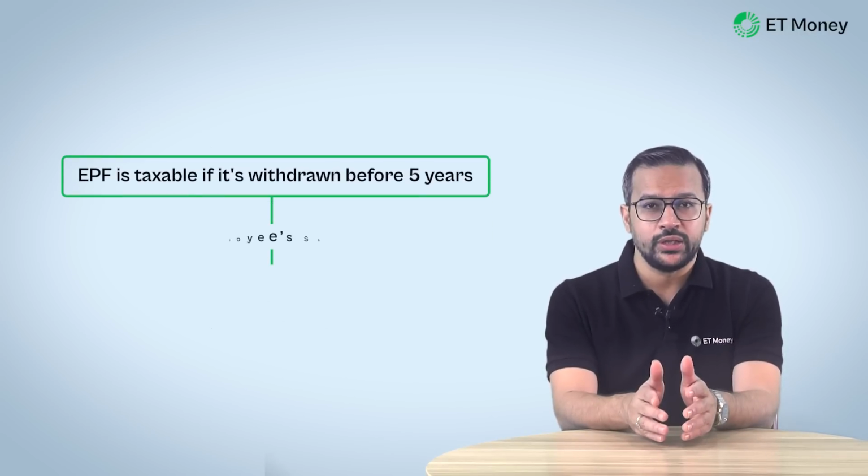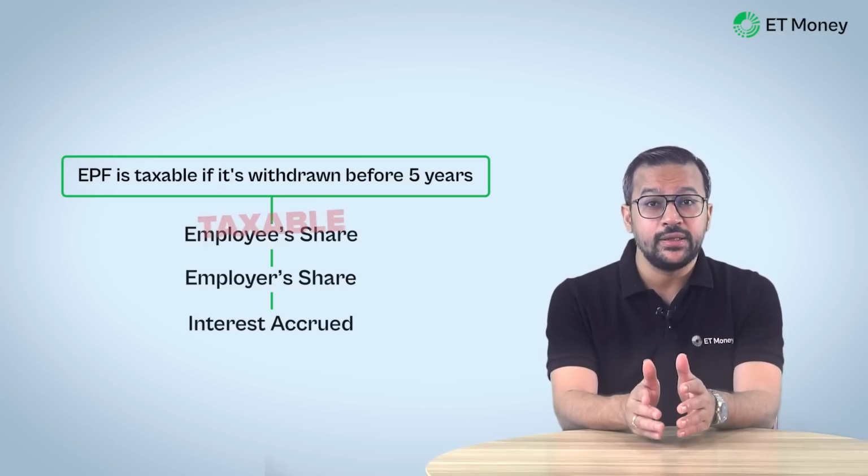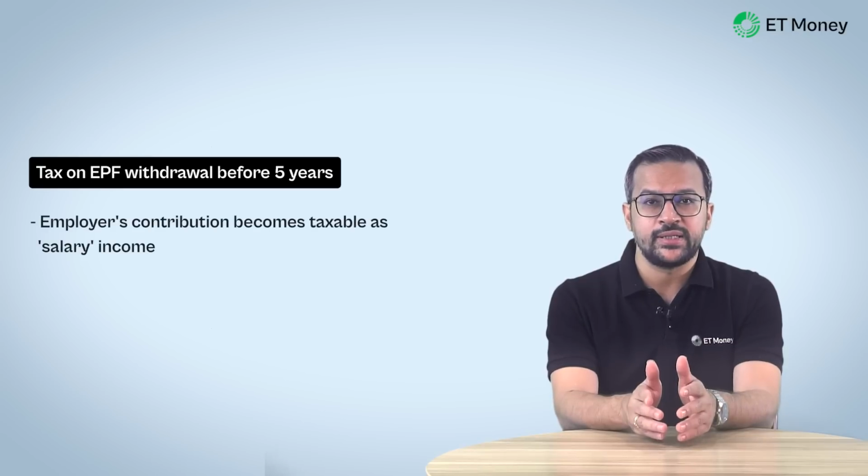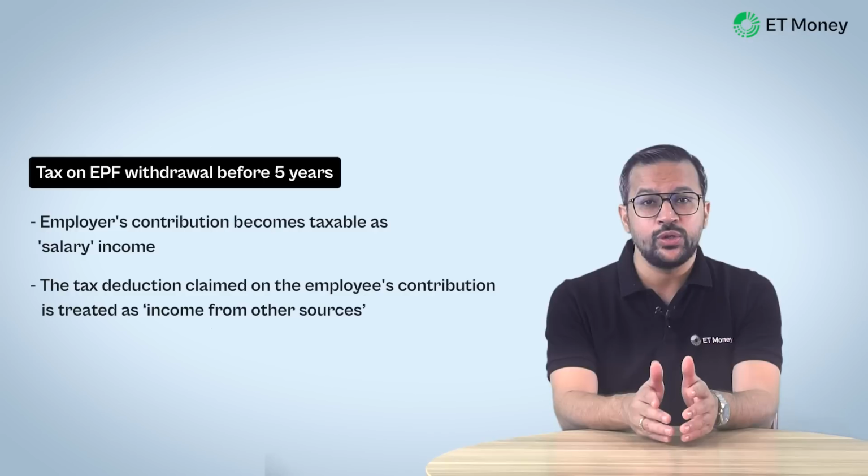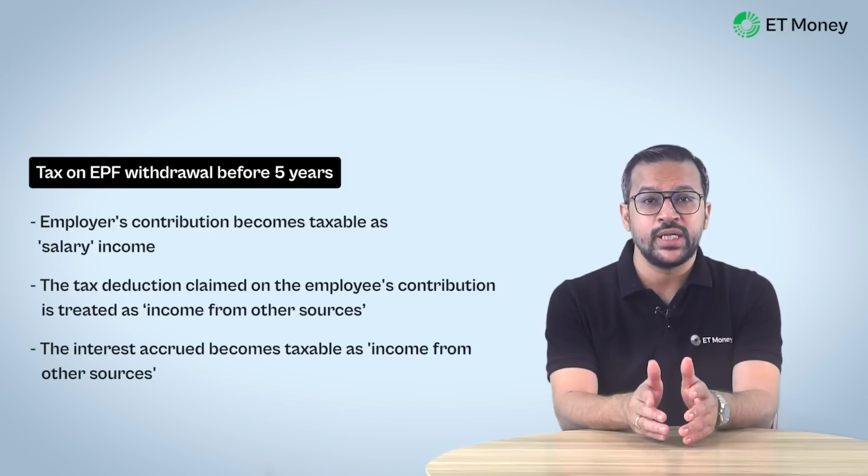The employee share, employer share, and the interest accrued all become taxable. The employer's contribution becomes taxable as salary income in the hands of the employee. The tax deduction claimed on the employee's contribution is reversed and is treated as income from other sources in the year of withdrawal. The interest accrued on the employee's and the employer's share is taxable as income from other sources.